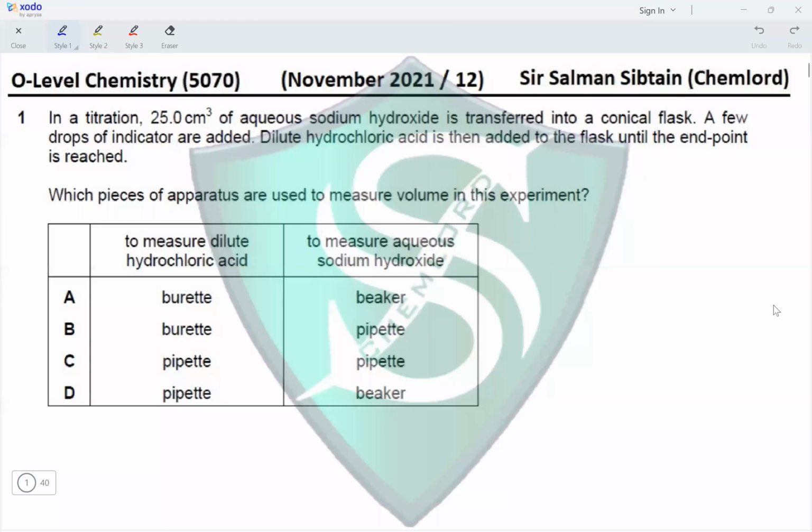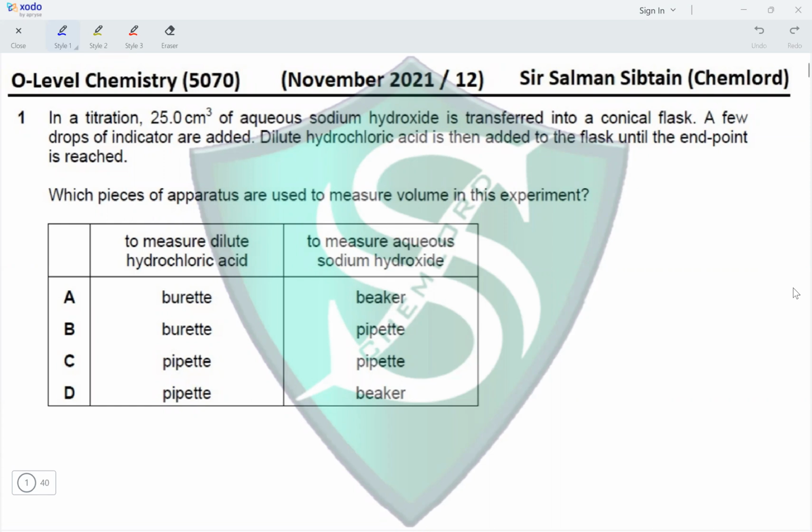Hi guys, this is O-level chemistry, paper 12, November 2021, question 1. In a titration, 25.0 cm cube of aqueous sodium hydroxide is transferred into a conical flask. A few drops of indicator are added. Dilute hydrochloric acid is then added to the flask until the end point is reached.